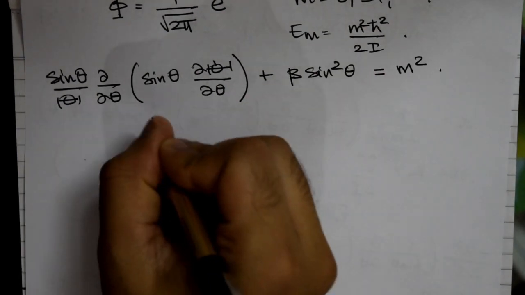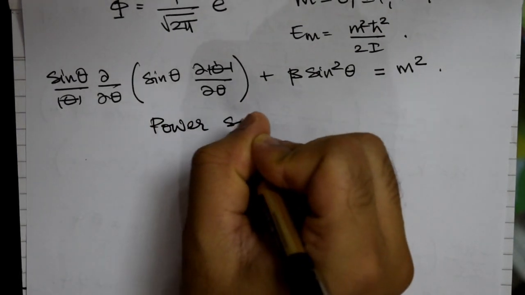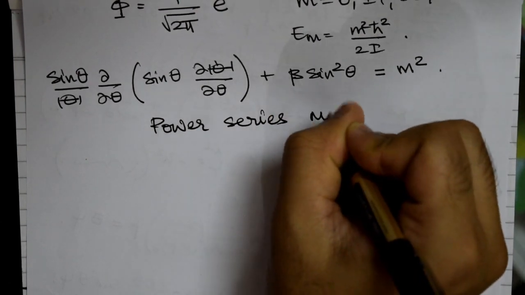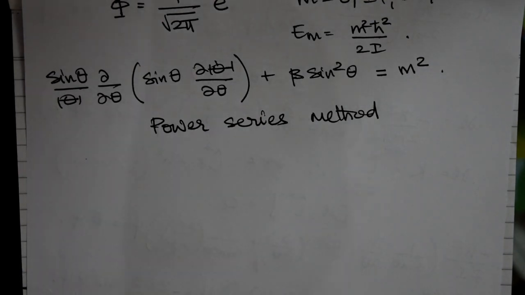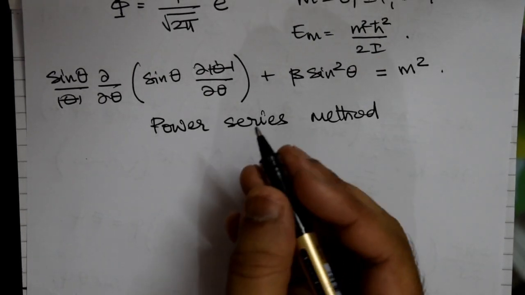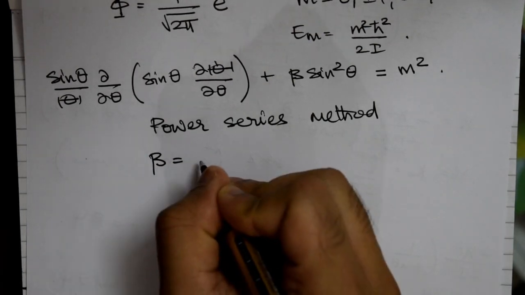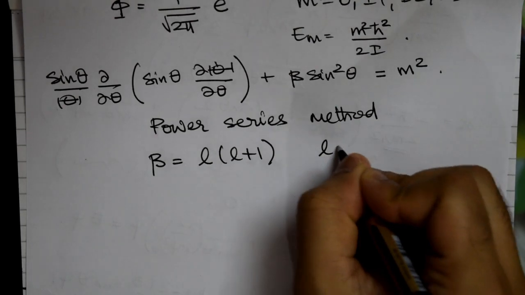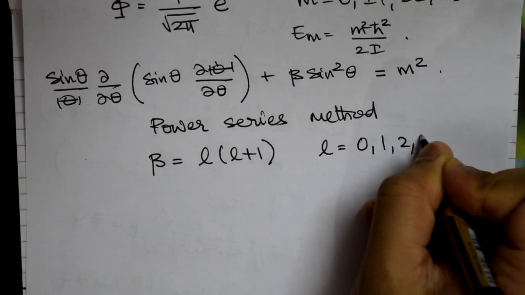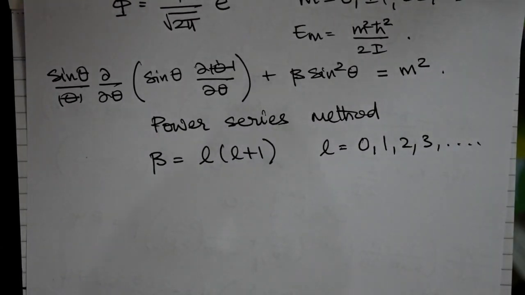Rather than going into finer details of what happens here, we would quickly jump to the solution. If you use the power series method, you might recollect that we saw how useful the power series method is when we applied it to the quantum harmonic oscillator problem. Similarly, if you apply the power series method, you'll finally realize that beta is set such that beta is L into L plus 1, with values of L going 0, 1, 2, 3 in integral steps of 1.